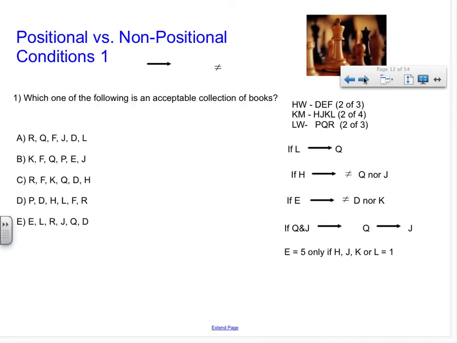Please take a moment to read through question 1. Press pause, and when you are ready to continue, press play.